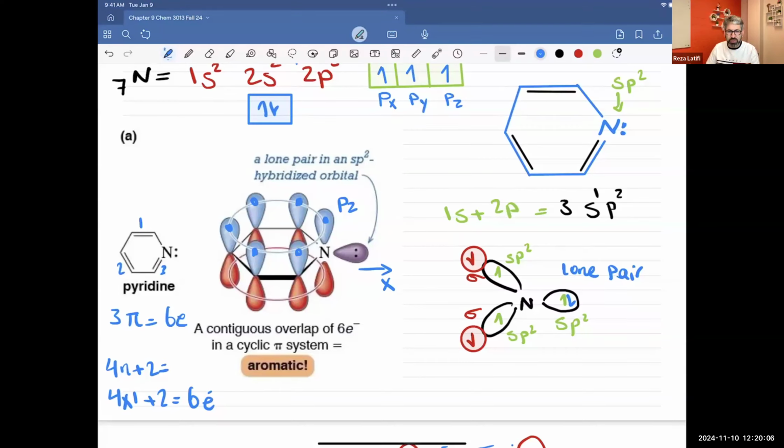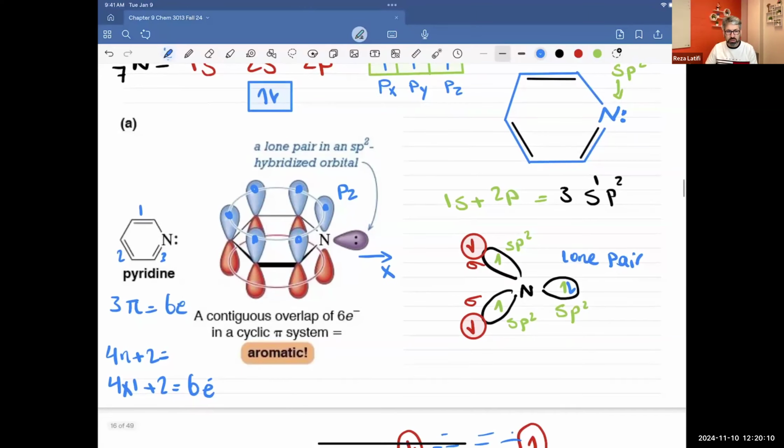So how do I figure out whether pyridine is aromatic or not? Ask yourself, how many pi bonds do I have? 3 of them, which means 6 electrons. So it's following 4n plus 2. Nitrogen has 2 more electrons. What should I do with them? Ask yourself, if I add them to the ring, am I going to violate Huckel's rule? Am I still going to pass the 4n plus 2?